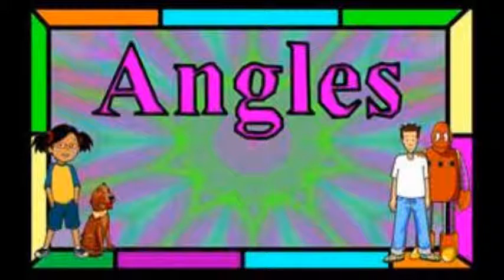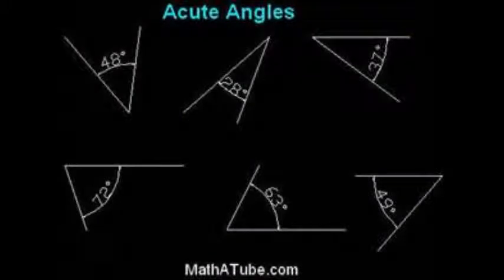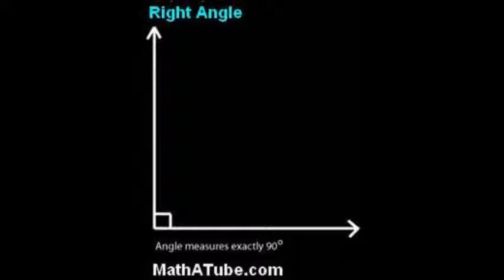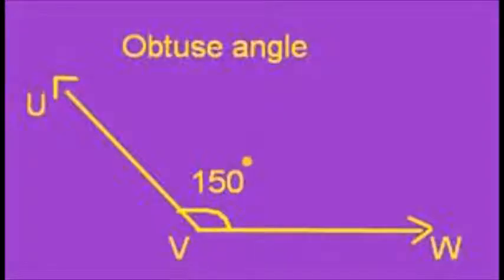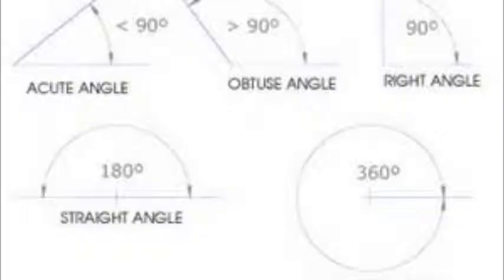That's right. We have acute angles. Acute angles are angles that measure less than 90 degrees. We have right angles, angles measuring exactly 90 degrees. If we have an angle that measures more than 90 degrees but less than 180 degrees, we say we have an obtuse angle. If we have an angle that measures exactly 180 degrees, we refer to that as a straight angle. Who can tell me what we classify as a full or complete angle?